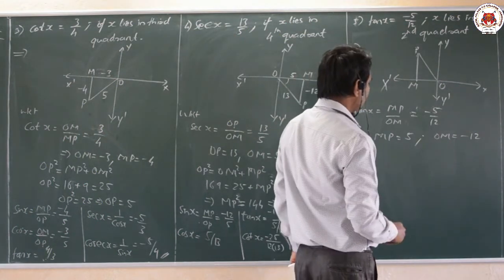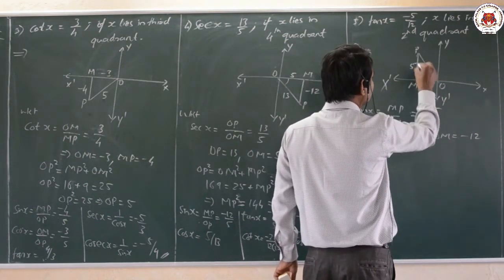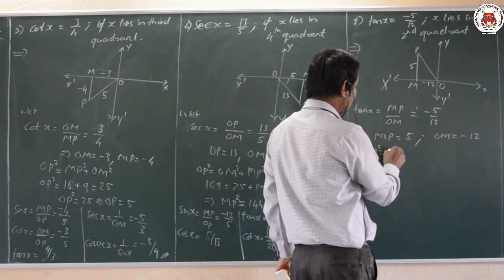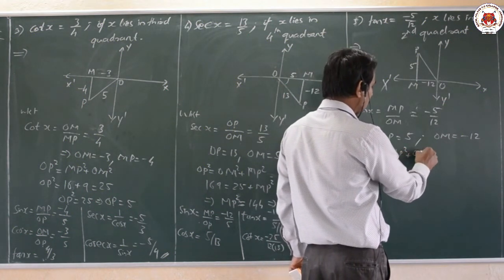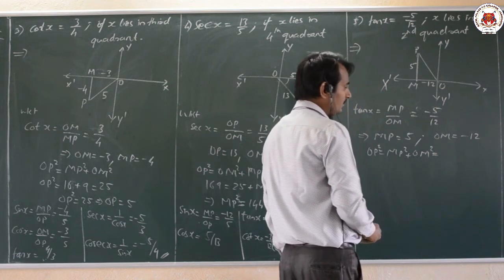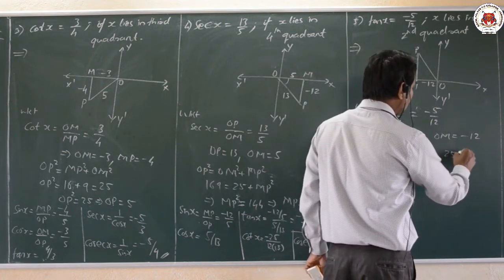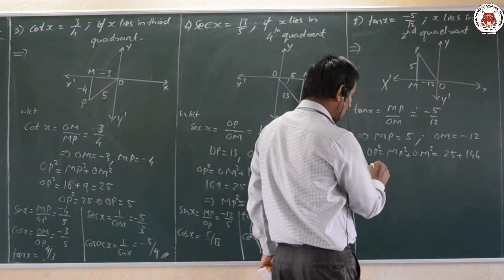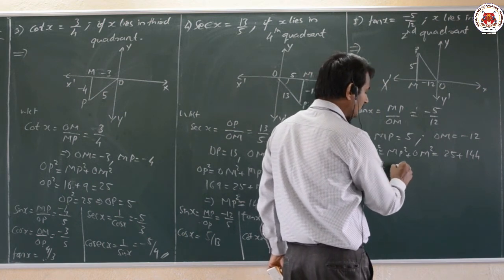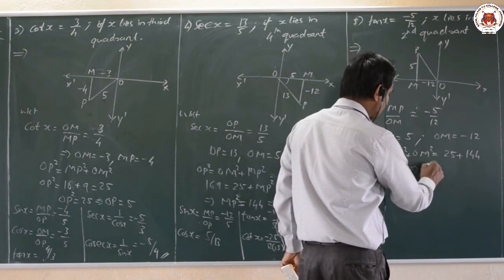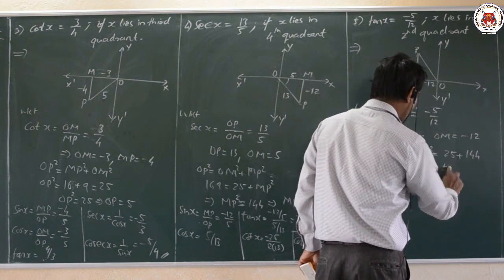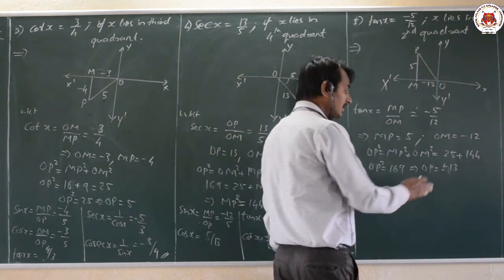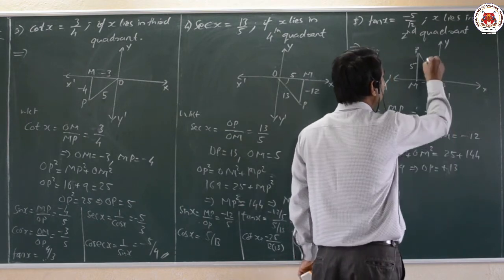Now we shall make use of the Pythagoras theorem. Here it is 5 and minus 12. Pythagoras theorem, OP square is equal to MP square plus OM square. The value for MP square is 25 plus 144. OP square is equal to 169. That implies OP value is equal to plus or minus 13. Now OP, whether we have to take plus or minus, it is always positive. So we get 13.